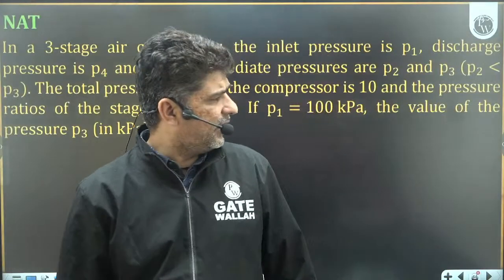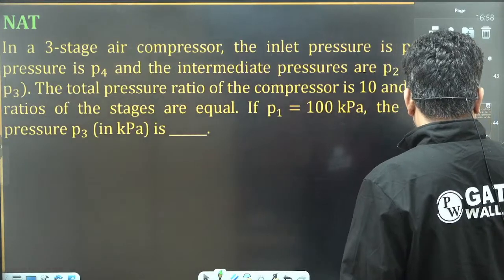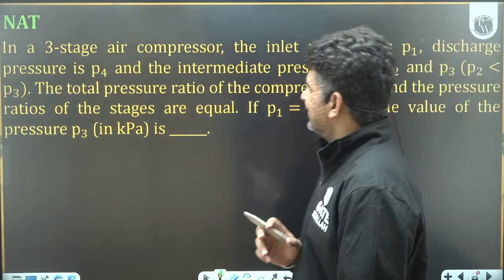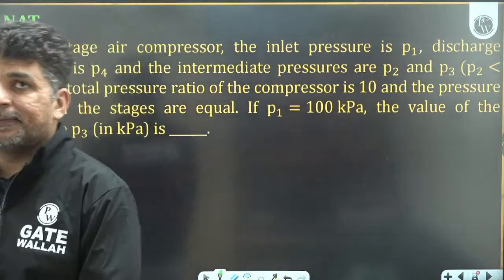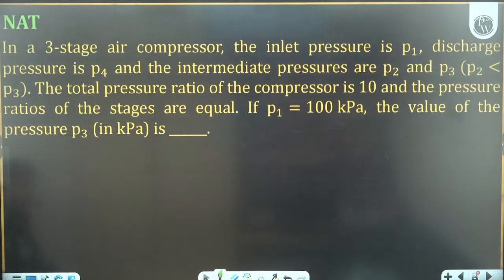Let's go to, I think this is the second last or last question. Okay, this is the third last question of the day. So in a 3-stage air compressor, the inlet pressure is P1, discharge pressure is P4, and the intermediate pressures are P2 and P3. The total pressure ratio of the compressor is 10, and the pressure ratios of the stages are equal. If P1 is equal to 100 kPa, then the value of pressure P3 is.